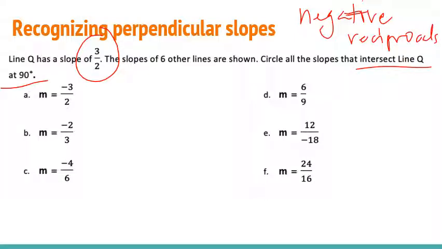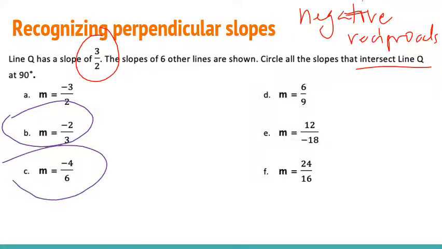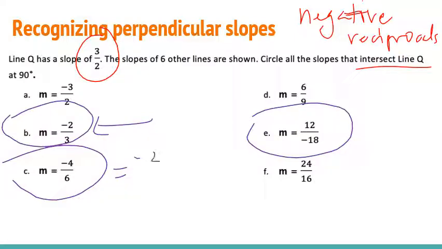All right, unpause here. Here are the slopes you should have selected. Whoops, not that one, I apologize. So you should have that one, and that one. This one is probably obvious because it's just the negative reciprocal. This one you had to reduce, you had to divide both by 2. So if you divide both the top and the bottom by 2, you get -2 over 3.